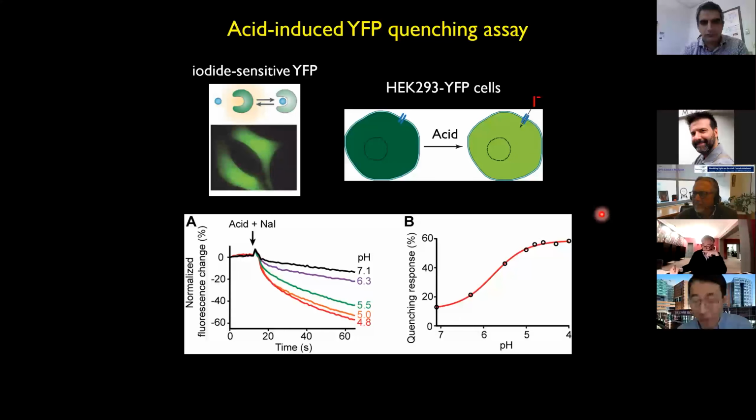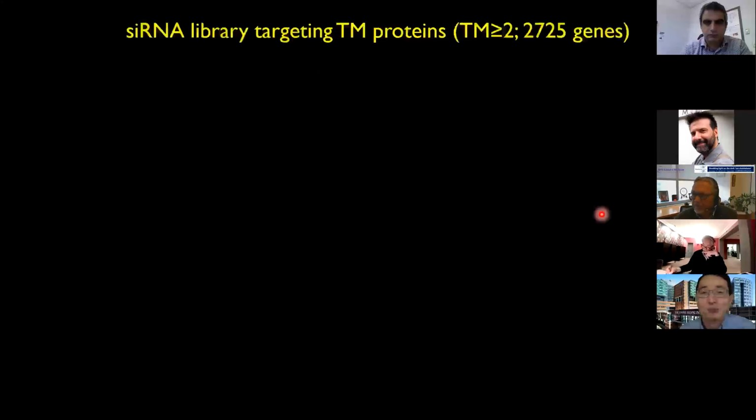So we're ready to go on a fishing expedition. We're very lucky to get a library because we are trying to search for an ion channel, which by definition has at least 2 transmembrane domains. There is a finite number of these genes in the human genome, about 2,700 of them. So we're lucky to get a library where we were targeting each gene with 4 siRNAs.